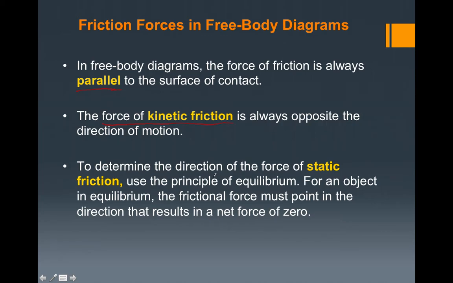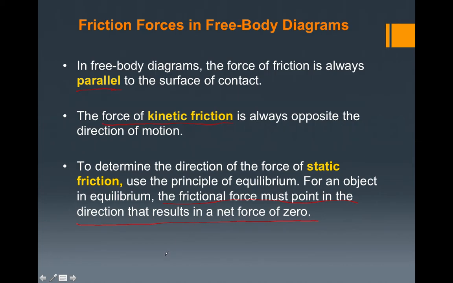With the direction of static friction, we think back to Newton's third law and the principle of equilibrium. So your frictional force must be in the direction that results in a net force of 0. So this last sentence, the frictional force must point in the direction that results in a net force of 0, that's kind of the big piece here.